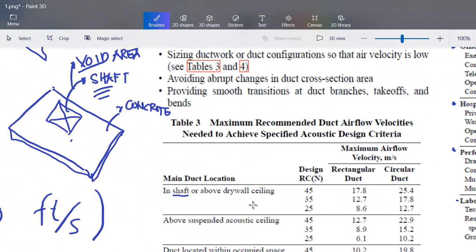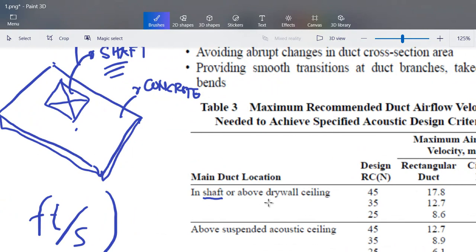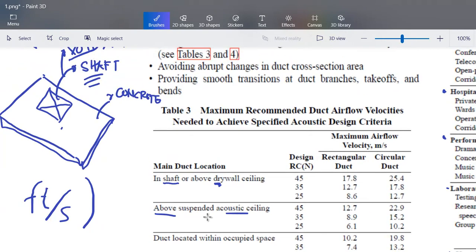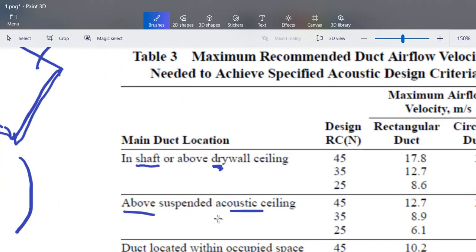Or above drywall ceiling. So when we say drywall, that is dry as in the wall, typically literally defined. Then ceiling. So above suspended or acoustic ceiling, we have also this one, acoustic ceiling. When we say acoustic, that is insulated so that it is not too noisy.